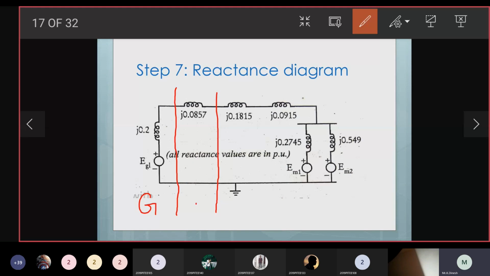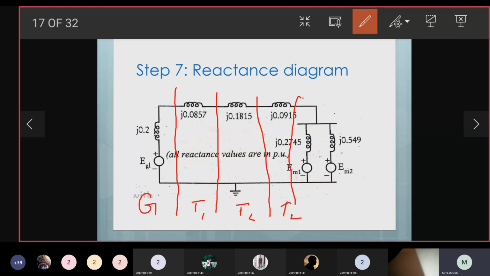Next is your T1. Transformer T1 we estimated 0.0857, in series with your generator. So G in series with your T1, j0.0857. Next, T1 in series with your transmission line, 0.1815 we obtained. And last, the transmission line connected in series with your T2, 0.0915 on the way.